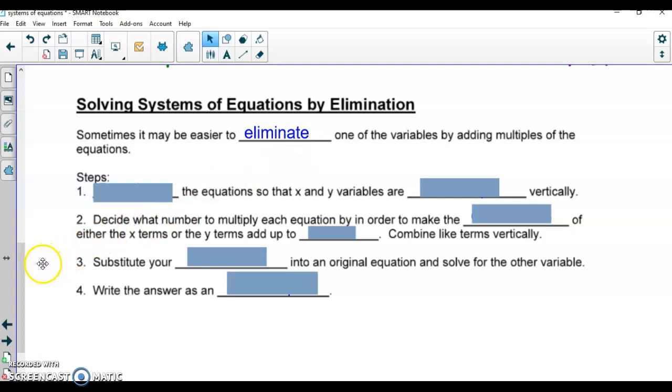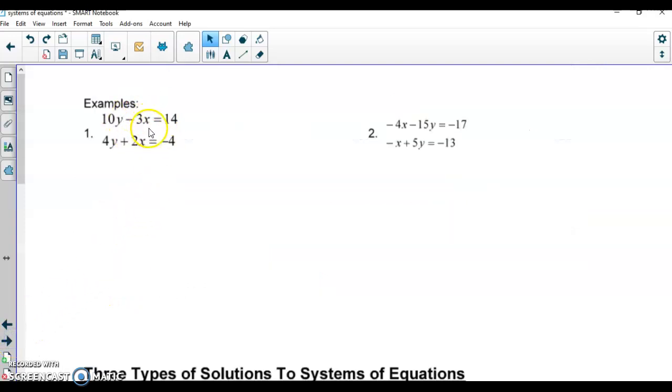So before we can decide to do this method of elimination, we need to rewrite the equation so that the x and the y variables are lined up vertically. So let's take a look at that on the next page.